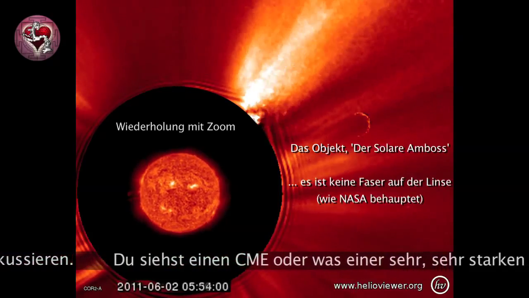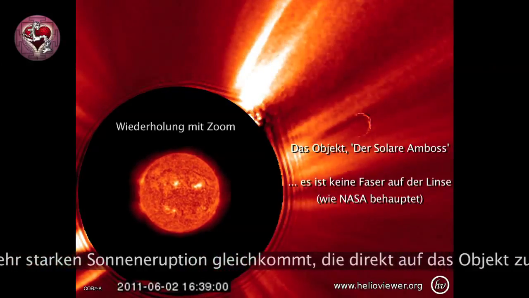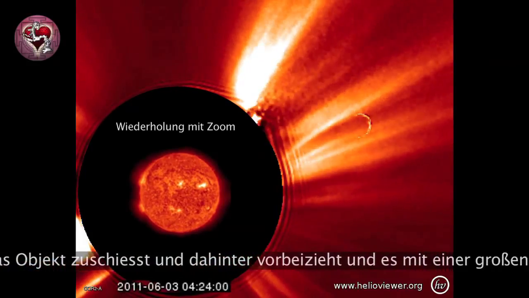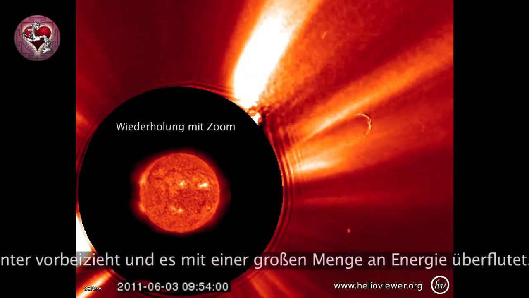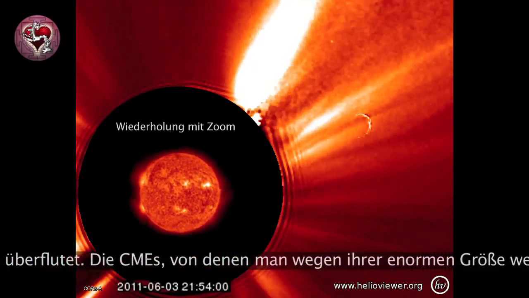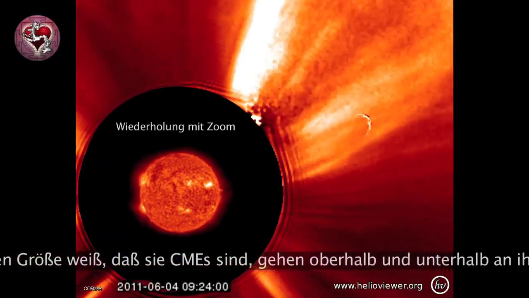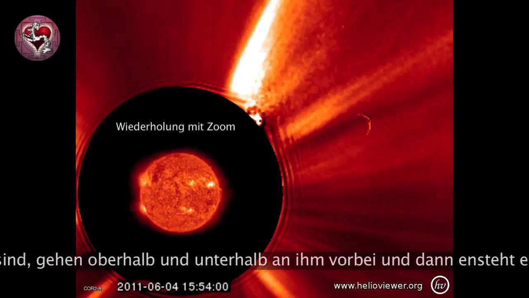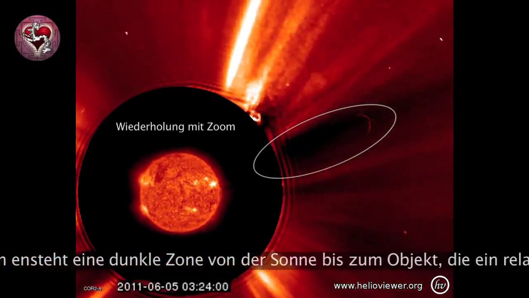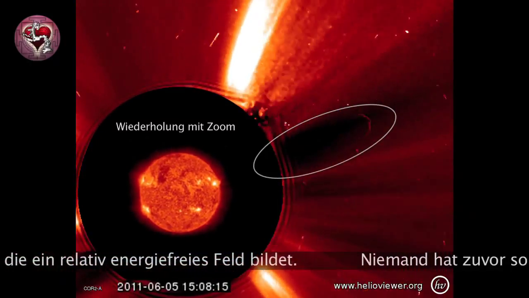You see a coronal mass ejection, or what amounts to a very, very enormous flare, going directly at the structure and proceeding out behind it, which shows you definably that this is being inundated with a great deal of energy. And then the CMEs that you know are CMEs because of their enormity are going above and below it, and then you have a channel directly from the sun to the object that is relatively an energy-free field.